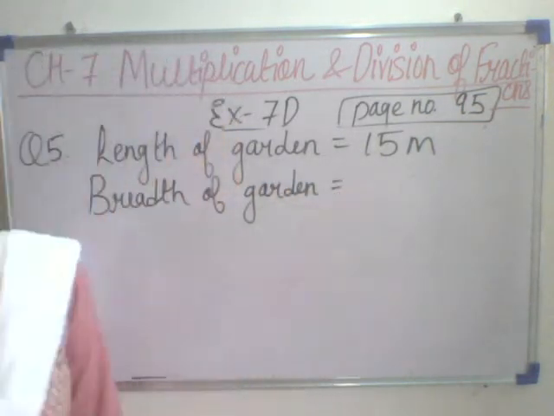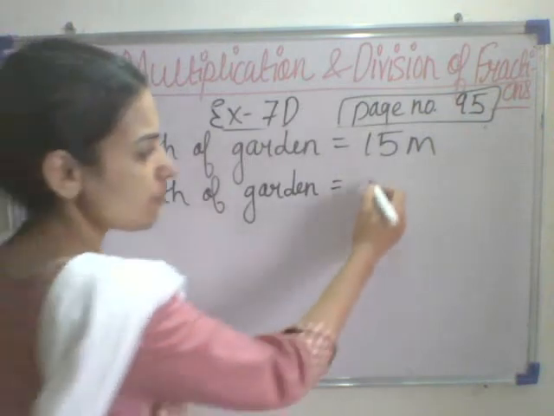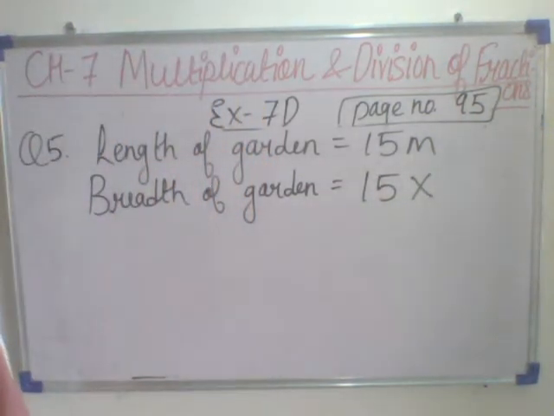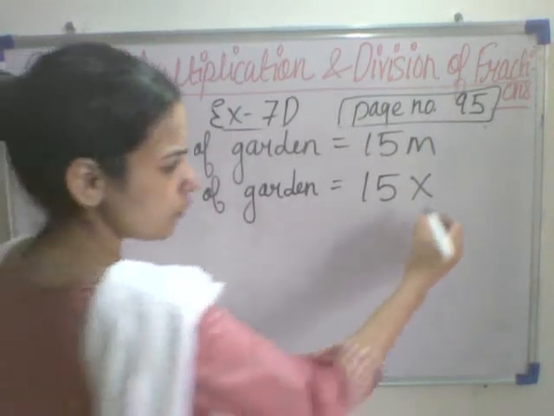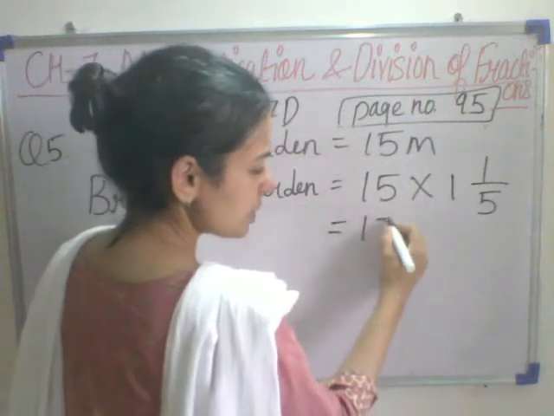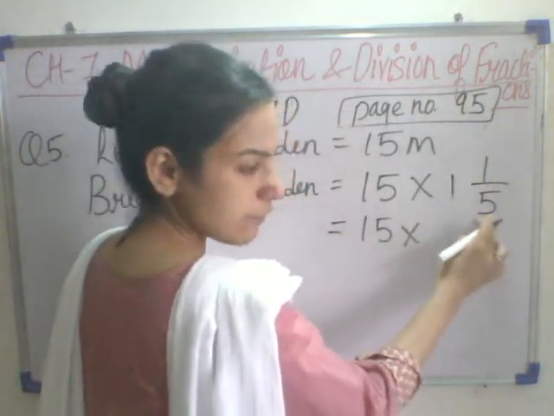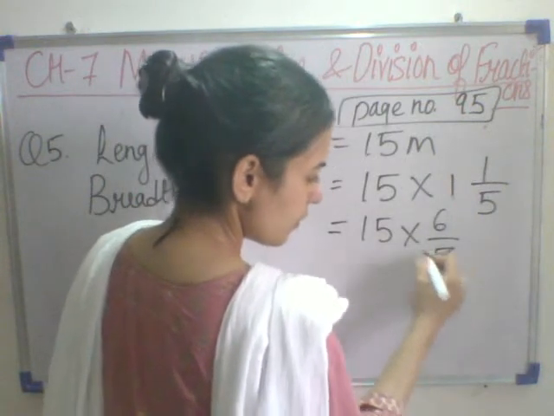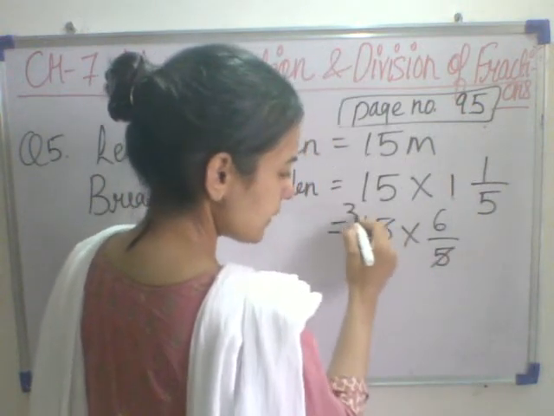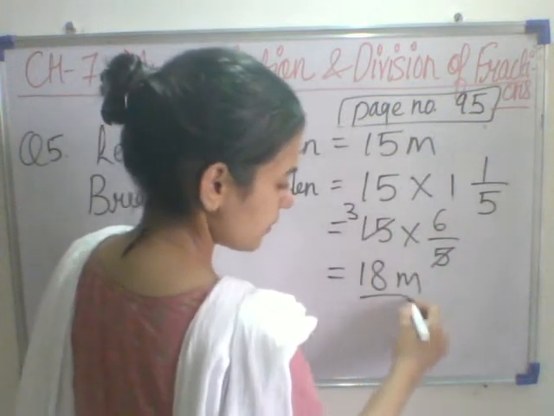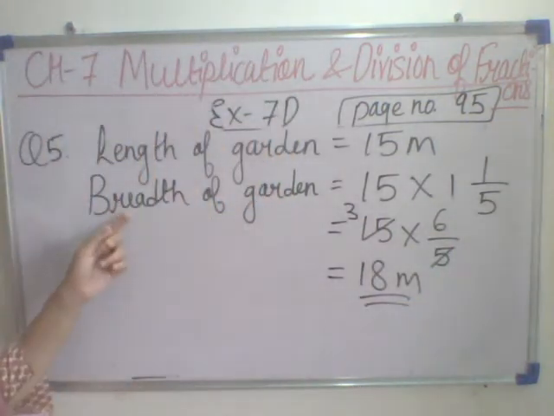So how to find the breadth of the garden? We have to multiply 15 with 1 upon 5. If we multiply it, 1 fives are 5, 5 plus 1 is 6, 6 upon 5. 5 cancels 3, and 6 multiplied by 3 is 18 meter. So we got the breadth of the garden.